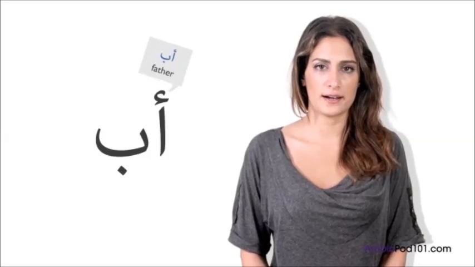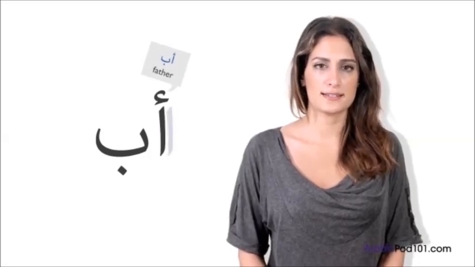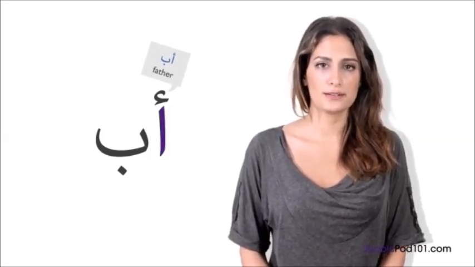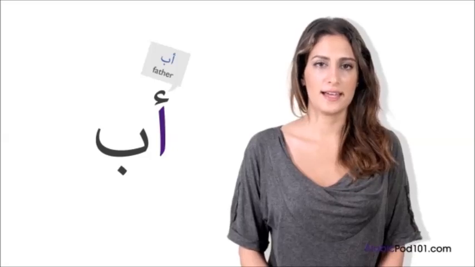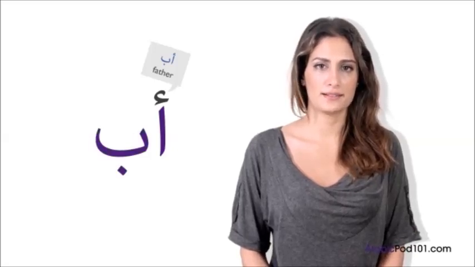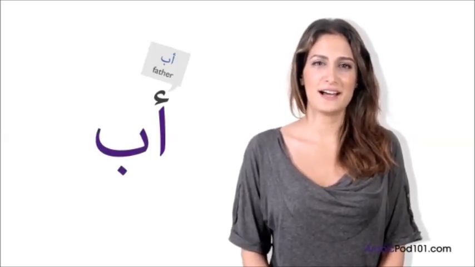Well done! I think you're ready to learn a new word. Can you read this? It's pronounced ab. This is the word for father in Arabic. The first letter is an isolated alif. We learned that in the previous lesson. Then there's an isolated ba. Pretty easy, huh? Now let's practice writing it. Ab.